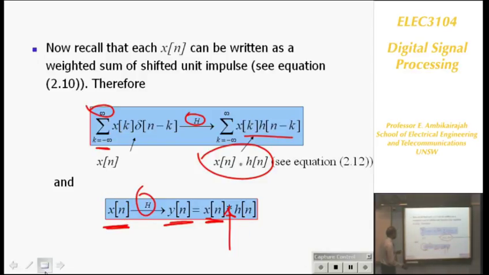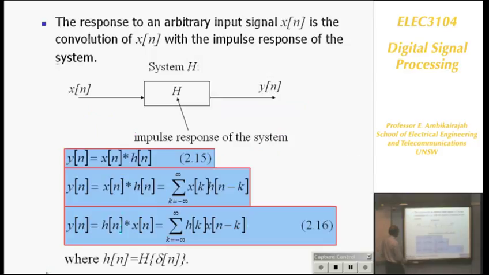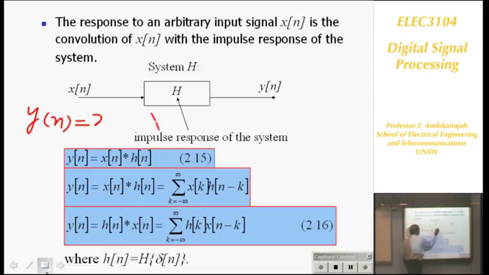So basically, if I write that in the next line, go back to the next diagram. Here it says I can write an equation: Yn equals Xn convolved with Hn. That equation is always true.